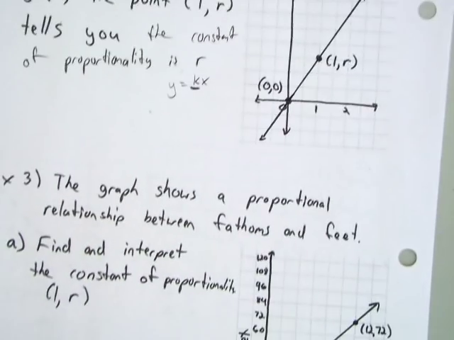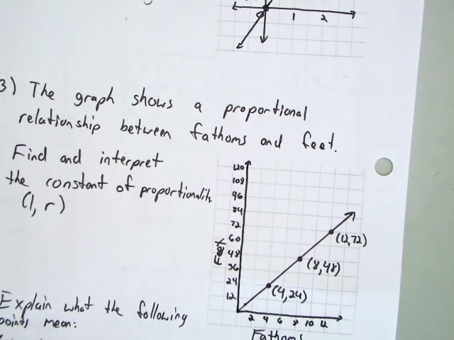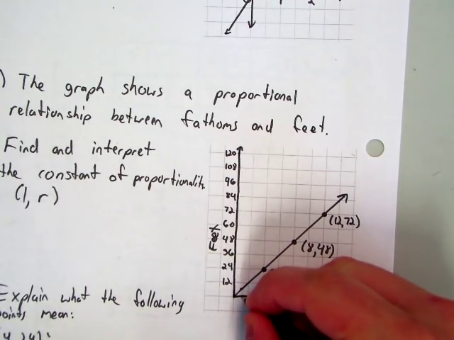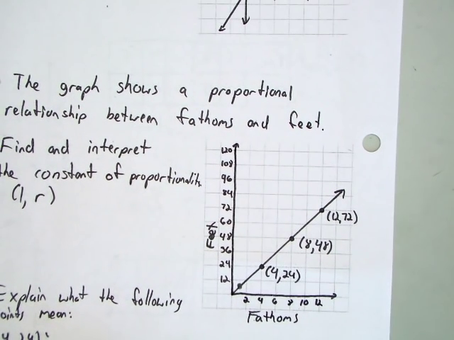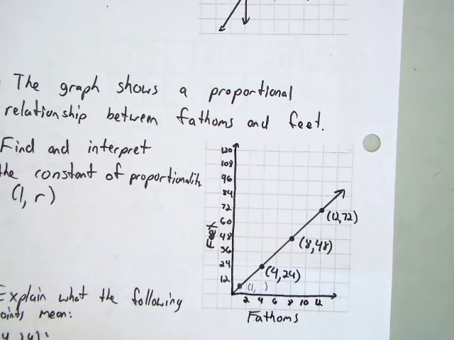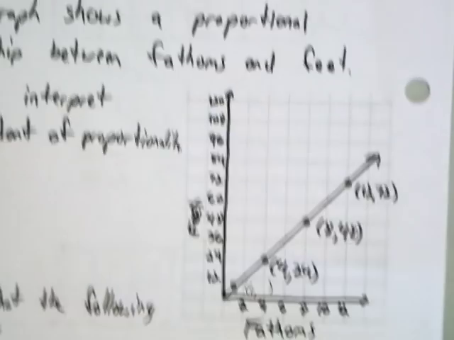So let's look at example 3 here. The graph shows a proportional relationship between fathoms and feet. Part A is find and interpret the constant of proportionality, and then part B is explain what the following points mean, and we'll get to those in a moment. So first of all, find and interpret the constant of proportionality. I want to look for what (1, r) is. So 1 is about right here. So I'm looking for this point right here.